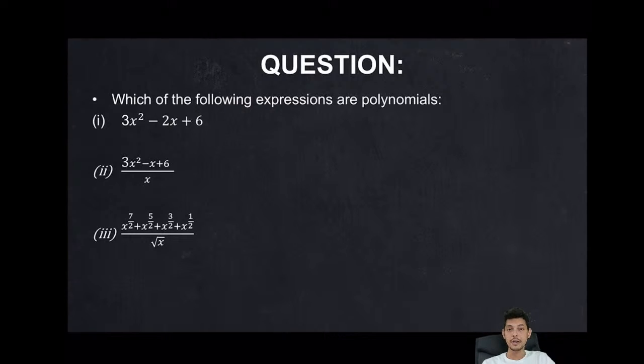So we have to decide among the written expressions. There are 3 expressions written in front of you, and we need to decide which amongst these are polynomials. Okay, let's come to the first one. Now this first expression is 3x square minus 2x plus 6.